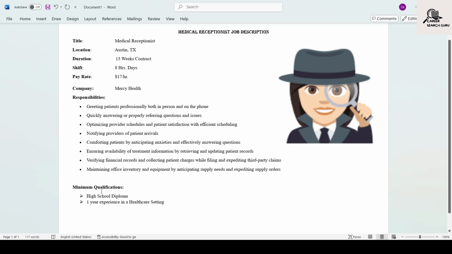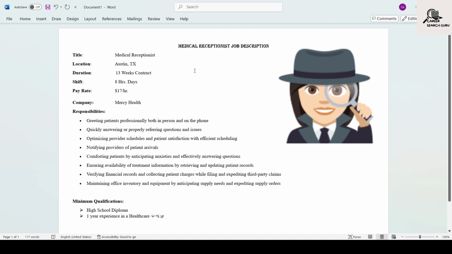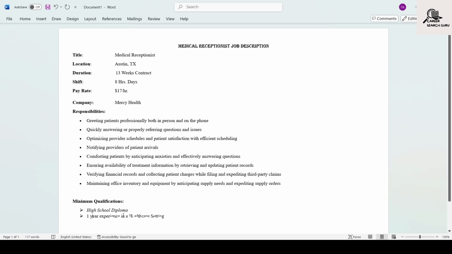The minimum qualification is basically what a candidate needs to have in their education. Usually in the US, there are a few types of education: high school diploma, associate's degree, bachelor's, and master's. High school is the basic minimum which each and every candidate needs to have for employment in the healthcare industry. And then 1 year of experience in a healthcare setting. So this is basically the job description.